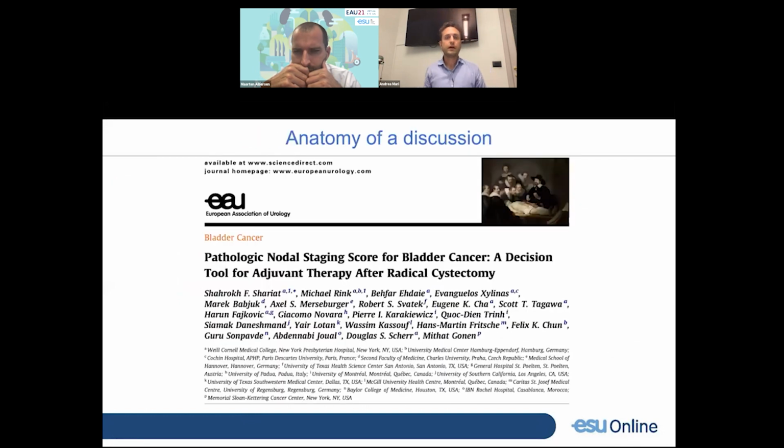So I will show now an anatomy of a discussion through an example. This is a multi-center retrospective study published in European Urology from Professor Shariat, and it's about the role of pathologic nodal staging score in patients treated with radical cystectomy for bladder cancer. In particular, the authors propose a decision tool for the use of adjuvant therapy in this setting.